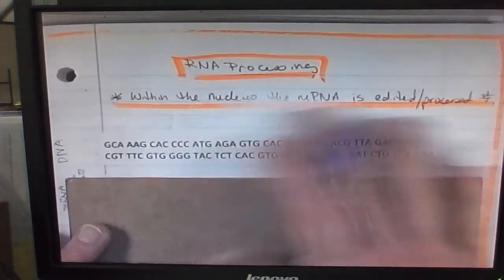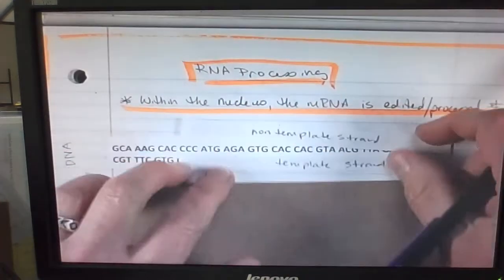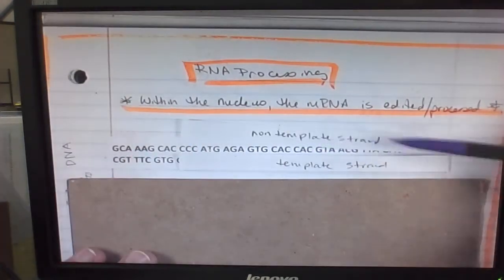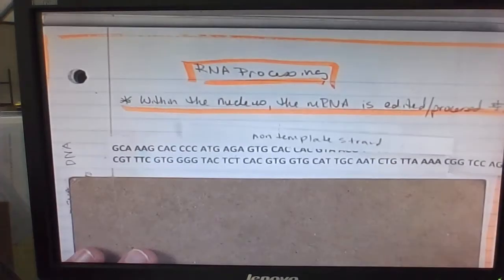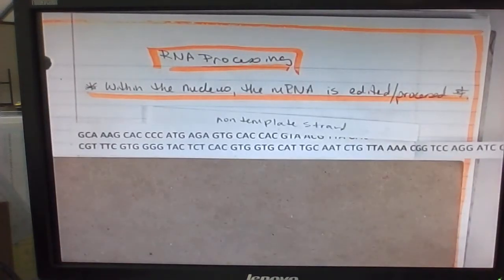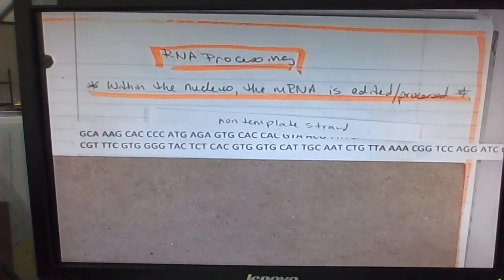Okay, so you have this little strand of DNA. We've unzipped it, and one half of it will be the non-template strand, and one half will be the template strand. So in this situation, for this particular gene, this part right here is the template strand that's going to be used to make the message, to make the messenger RNA. This one's a non-template strand, so it's not going to be used.